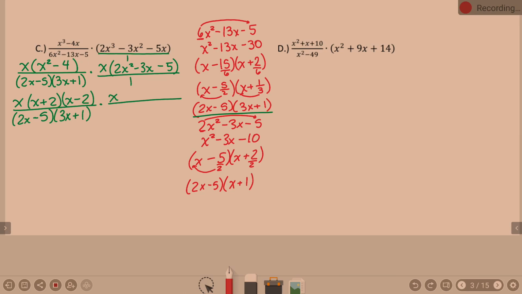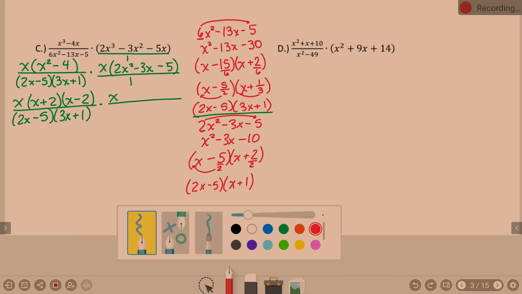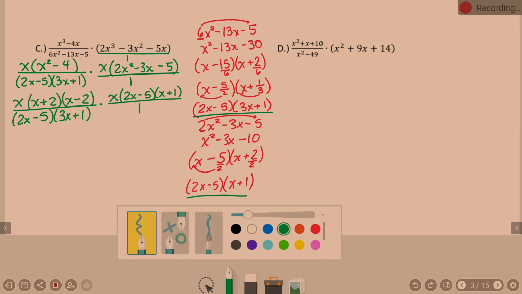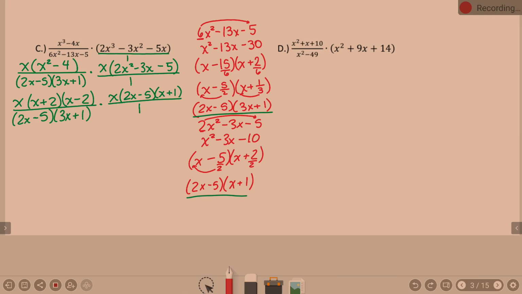Okay, so were we able to slip and slide again? We sure were. So we're going to fill that in over here. There was already the x out front, don't lose it. And we've got the 2x minus 5 and the x plus 1. And it's all over 1. Okay, guys. It was a lot of factoring, but it's just now about canceling. What cancels? One 2x minus 5 on top cancels with one 2x minus 5 on bottom.